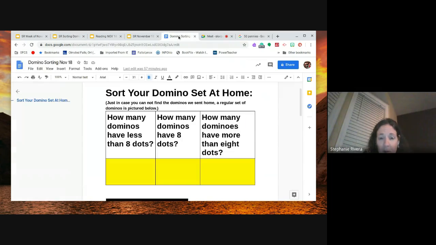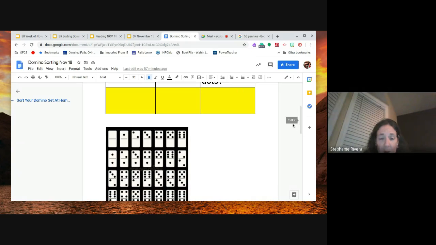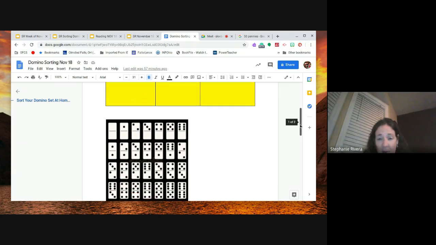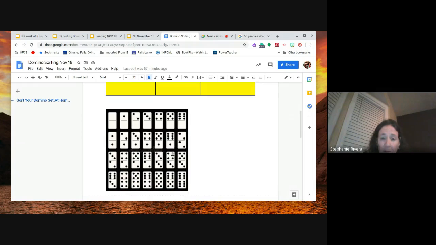All right, so here's your sorting paper that's going to be in Google Classroom. Like I said, you're going to use your set of dominoes and you're going to sort them less than 8, 8, or more than 8. And when you're done sorting them, you'll write the numbers here, how many you have of each. And if you can't find your dominoes, here's a set right here.